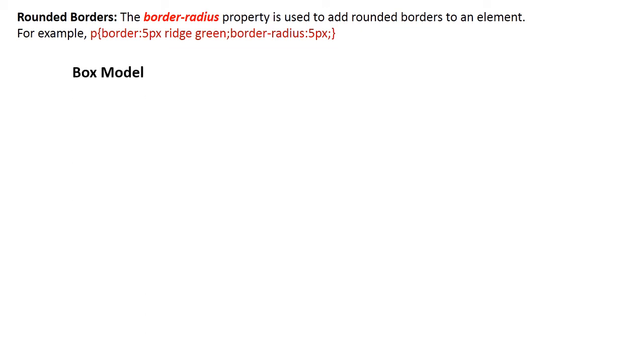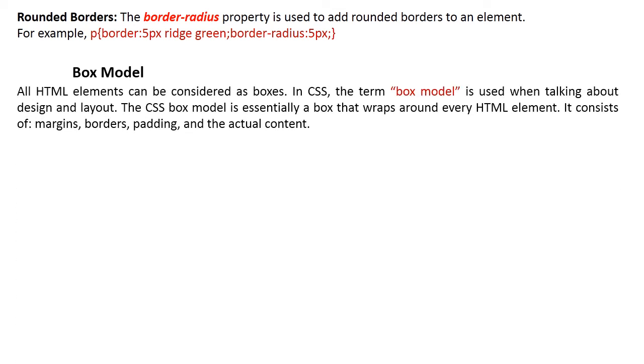Our next discussion now is box model. And what is box model? All HTML elements can be considered as boxes. In CSS, the term box model is used when talking about design and layout. The CSS box model is essentially a box that wraps around every HTML element. It consists of margin, borders, padding, and the actual content.